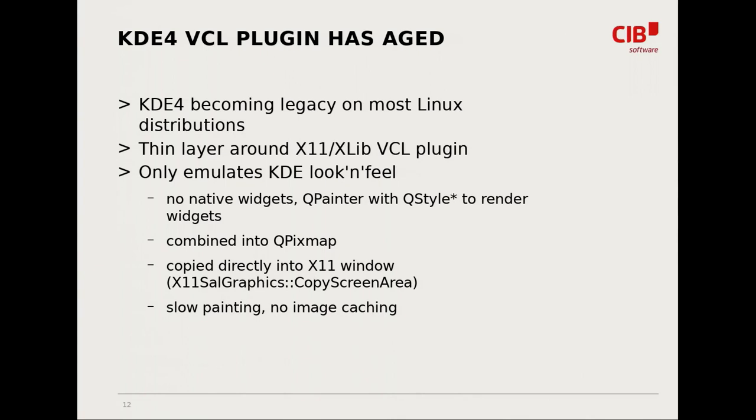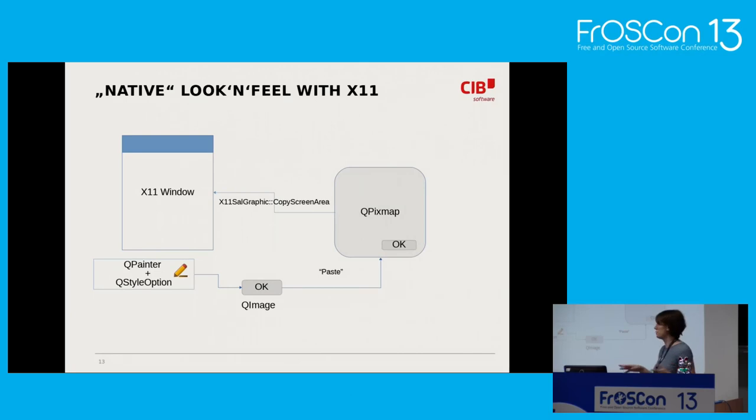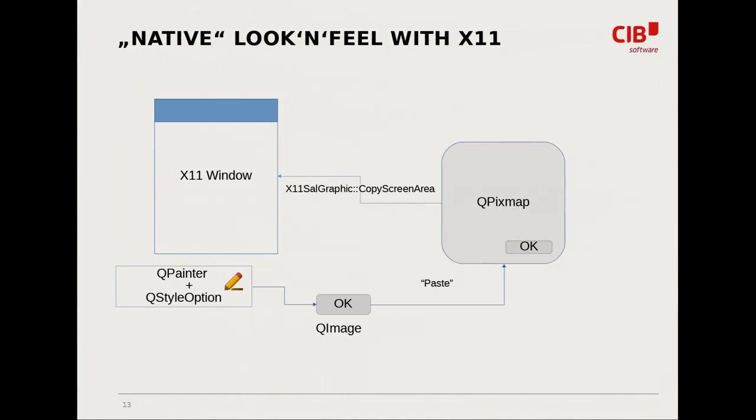The KDE4 frontend has always been a very thin layer around X11, or Xlib. What you see on the screen looks like KDE, but it's just an illusion, an emulation of the real KDE look and feel. Maybe I will show it in a picture. If you're familiar with Qt, we take the Qt painter and combine it with QStyle to render a widget, for example a button or a checkbox. With Qt painter and QStyleOption, we create a Qt image, a bitmap that looks like a button, a checkbox, or a toolbar button.